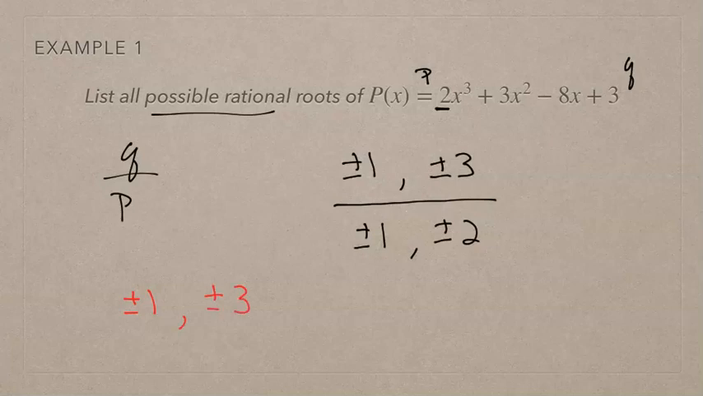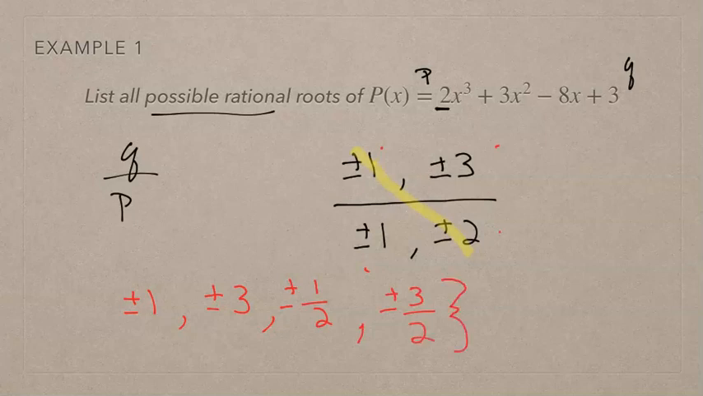Now we've done both numerators and one denominator. Now we need to do both numerators with the second denominator. So we're going to do 1 divided by 2, and 1 divided by 2 is 1/2, the positive version and the negative version. And then the last one we're going to do is 3 divided by 2, so you get 3 over 2.